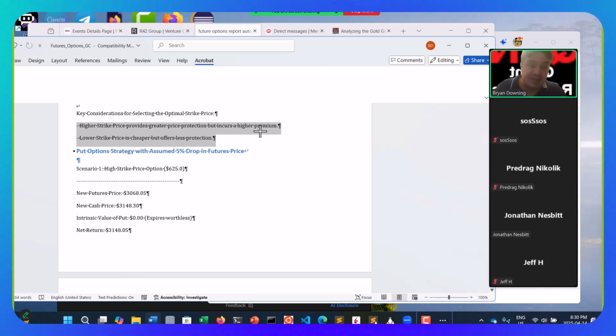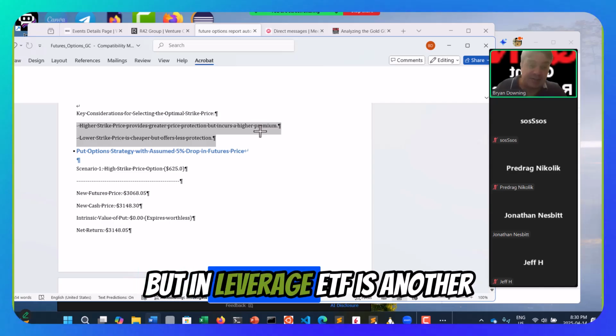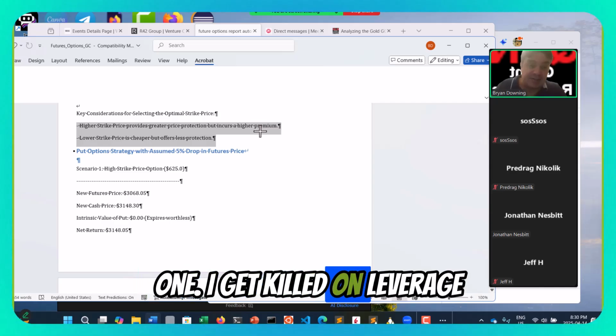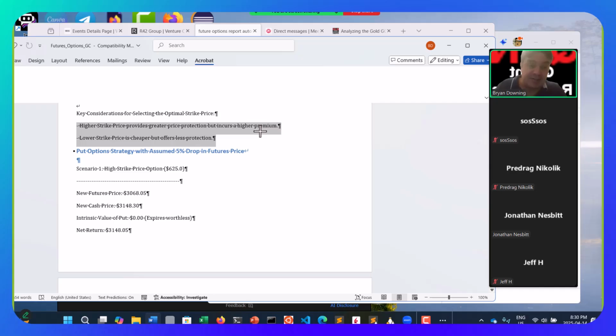So Singapore Open just happened, and they ran up the micro ES. They ran it up to yesterday's close price, and it poked above it, and then it just kind of bleeds down. So I shorted it, and I put a tight stop. Leverage ETFs is another one. I get killed on leverage ETFs all the time.